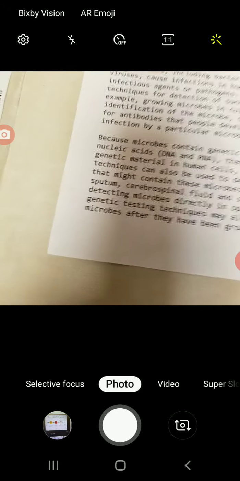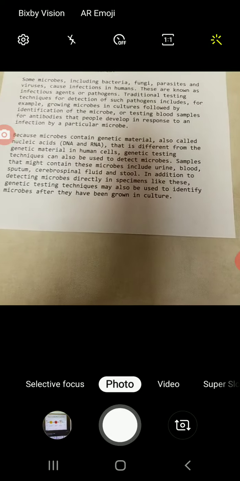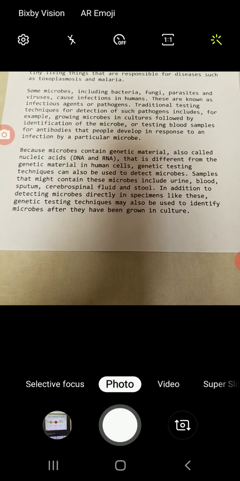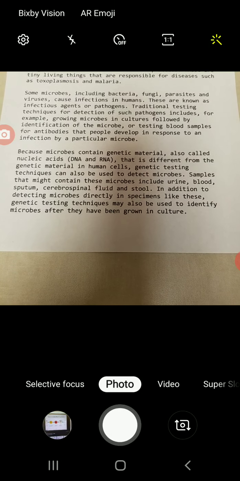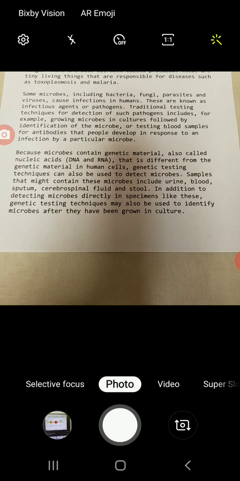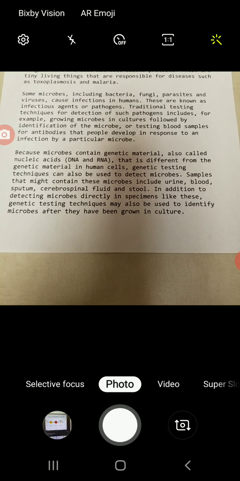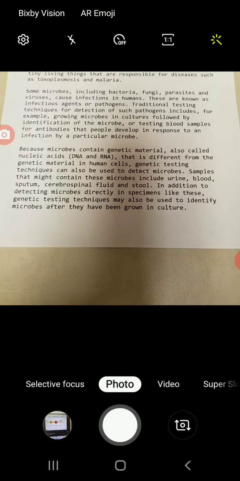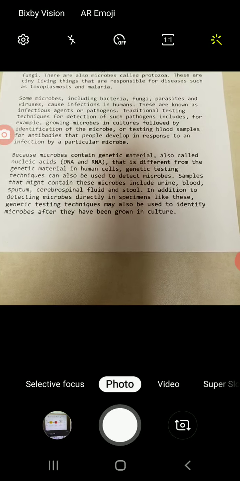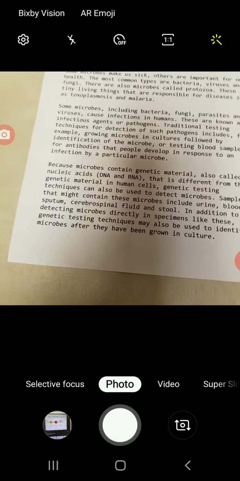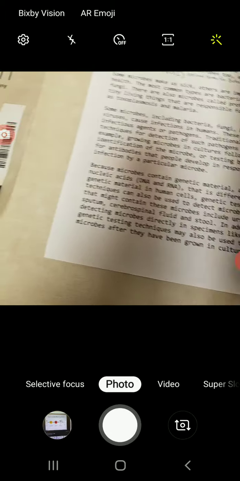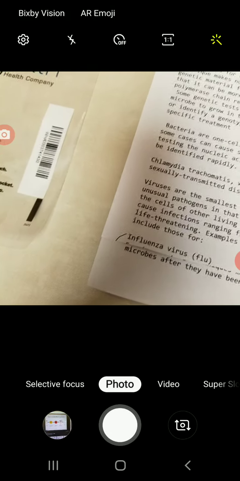Because the microbe contains genetic material, also called nucleic acids, the DNA and RNA, that is different from the traditional techniques, it can also be used to detect microbes. So basically, genetic testing may be more sensitive and specific than traditional methods of testing.